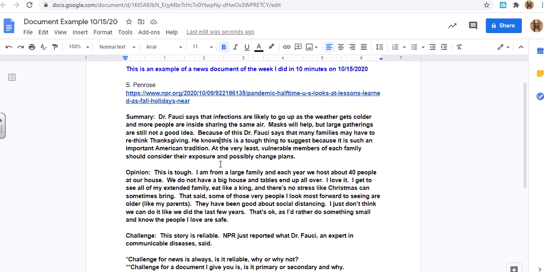Then you leave a space. That way I don't get confused. Boy, is this part of their summary or their opinion? And you literally write opinion. And then it's just what you think about it. You can't be wrong unless you make a threat, use profanity, or misspell things. Your opinion itself is not going to be wrong.